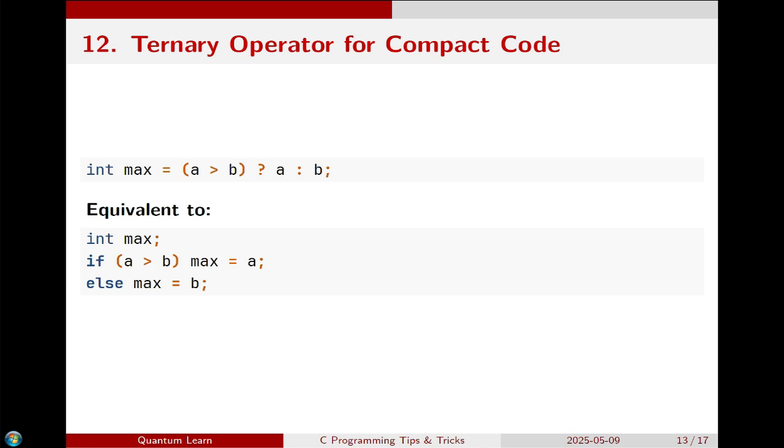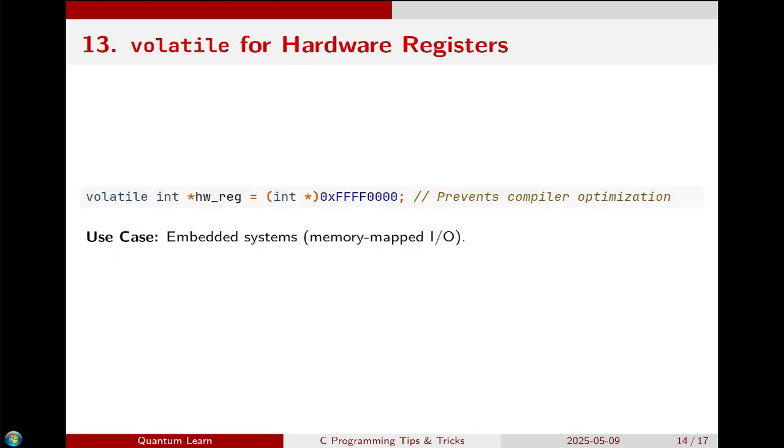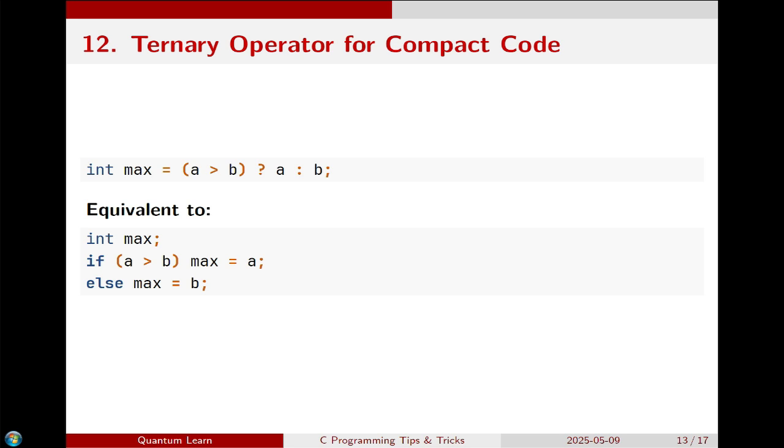In this case, this is a max example, finding the maximum value of two numbers. If A is greater than B, it will give out the result as A. Else it will give out the result as B. So this is equivalent to these lines of code. It is a compact implementation of the same thing.